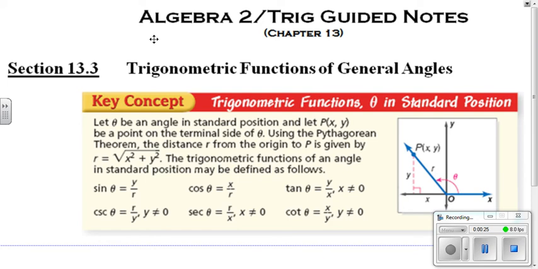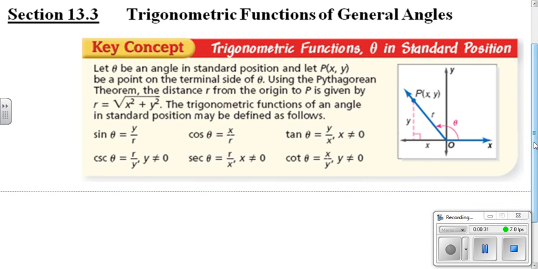Now, first we're going to be talking about trigonometric functions with theta in standard position. Now, theta, this Greek symbol here, is kind of the normal variable that you'll see used for angles. The measure of a given angle is what we would call theta.